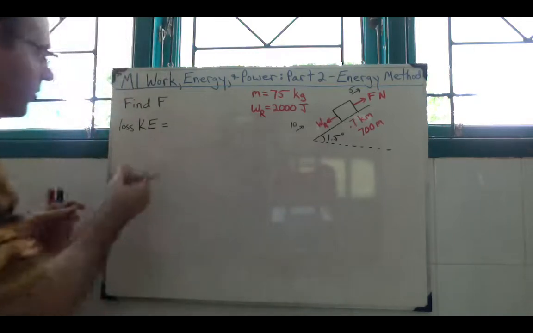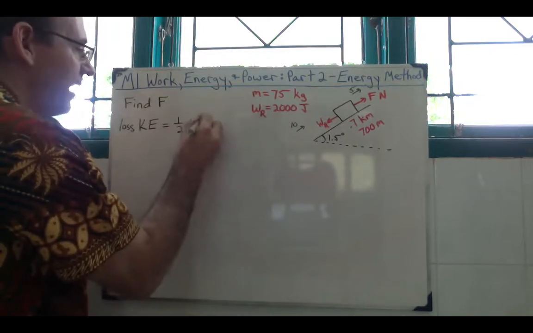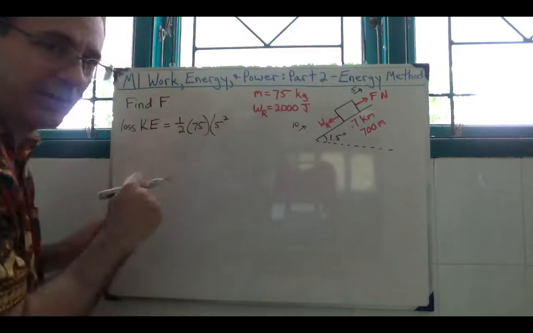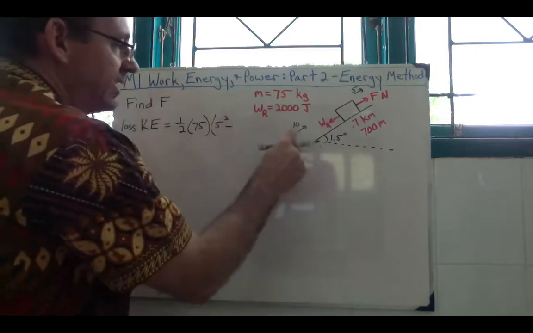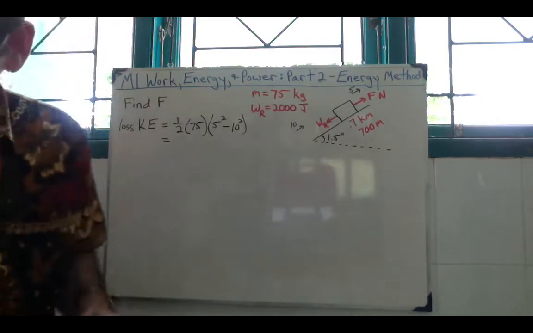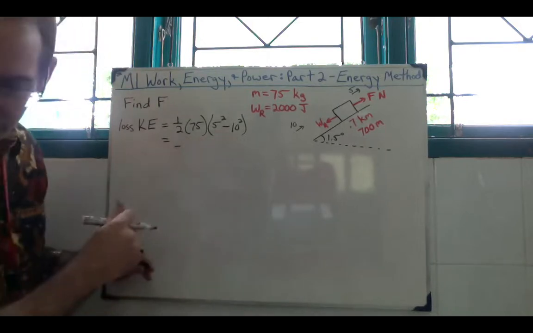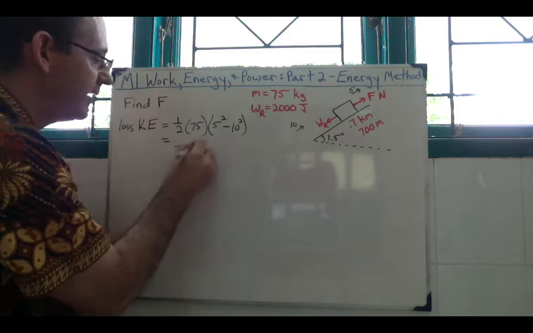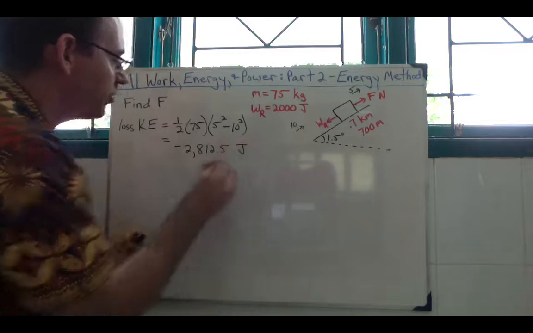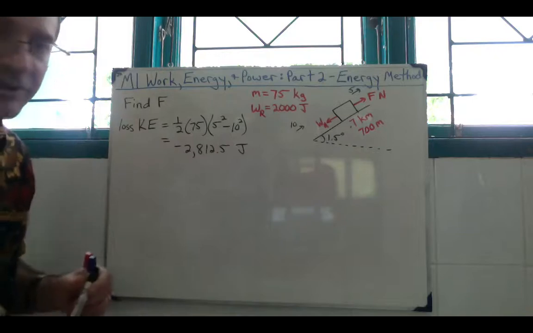So here we have kinetic energy, 1/2 times our mass, which is 75, times our final velocity, 5 squared. Don't forget to square it. It's the square of the final velocity minus the square of the initial velocity, which is 10. So when we run that through our calculator, we end up with a negative, because obviously this is going to be negative here, 2,812.5 joules. And it's negative because we are losing our kinetic energy.